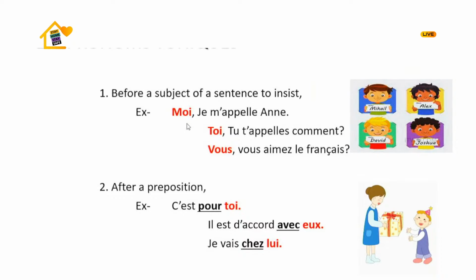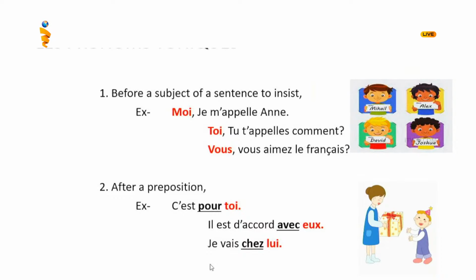Children, you have to be careful when you use pronoun tonic before a subject of a sentence. To insist, you have to use the relevant pronoun tonic correctly. That means with je, you have to use moi. Look at the second example.